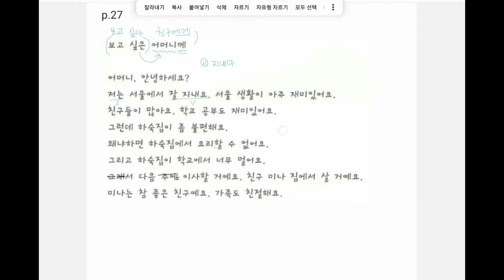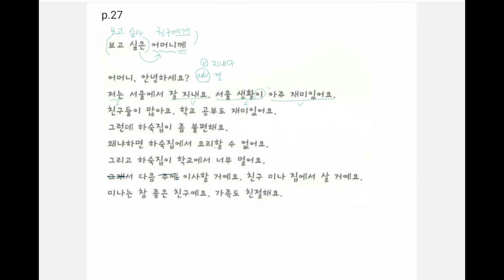그리고 잘 is an adverb, which means well. 그래서 how would you interpret it? I live well in Seoul. 서울 생활이 아주 재미있어요. 자, where's the subject? 서울 생활 is a subject. How do we know? There's a subject marker here. Living in Seoul or Seoul life is very interesting.